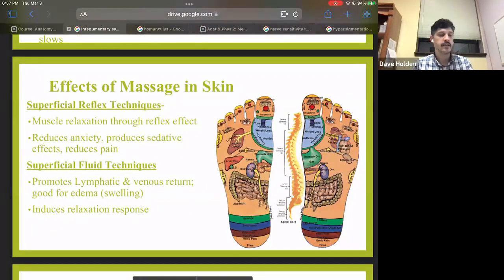So next we'll start talking about the effects of massage on the skin. Massage has numerous effects on the skin. First, we can talk about superficial reflex techniques, techniques that relax muscles through reflex actions. And these would be reducing anxiety, producing sedative effects, reducing pain. I can think of one good example of this, but actually I don't really think that's more of a skin thing. I think it's more of a nerve thing.